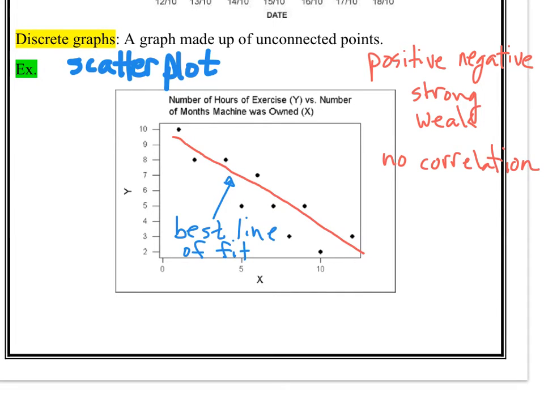And I know that this is negative because as my time is increasing, my number of hours that we're using that is decreasing. So remember, a positive and a negative makes a negative. Whereas if they were both going in the same direction, it would be positive. If they're both increasing, that's positive, or if they're both decreasing, that's positive. And a positive correlation would be going in that direction. So this is a discrete graph, also known as a scatter plot, and you can put in that best line of fit. So then let's look at the next slide.